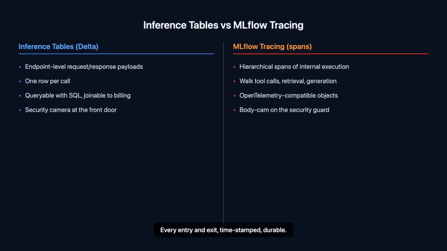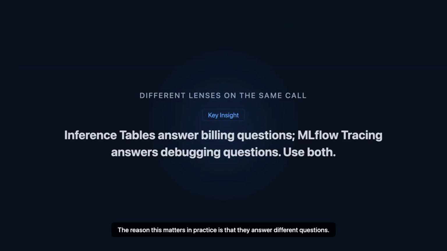MLflow tracing, on the right, captures the hierarchical spans of what happened inside the call, walking through the retrieval step, the tool calls, and the generation. Those spans are OpenTelemetry compatible objects, not delta rows. That's the body cam on the security guard walking the halls. Same call, different evidence. The reason this matters in practice is that they answer different questions.